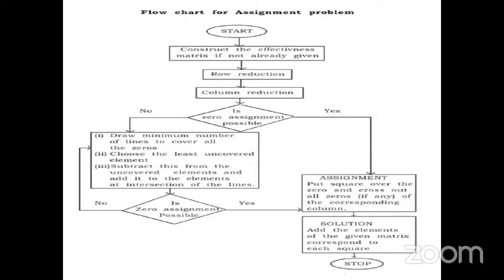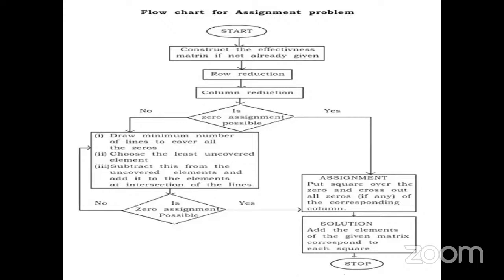To solve any assignment problem, we need to go through these things only. The flow chart shows you clearly. When we start, construct the effectiveness matrix if not already given. If the question is given to you in sentence format, convert it into a matrix form. That is what it says first. Then the next thing is row reduction. We go through the first phase as row reduction, then column reduction. After doing that, we need to assign the jobs.